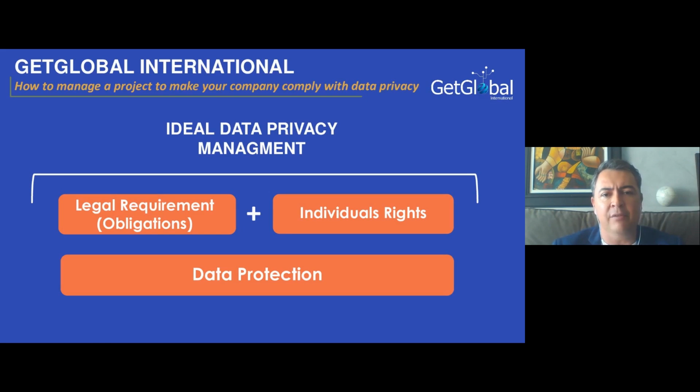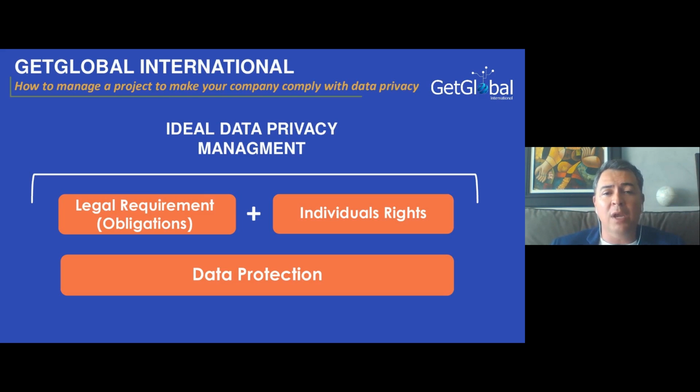Because it doesn't make sense if the company processes personal data complying with the law and there is a data breach, and vice versa. It doesn't make sense if the company has a pretty strong data protection program in place, there is no data breach, but you don't process the data compliant with the data privacy rules. So this is what actually we need to do in order to comply with the data privacy laws.